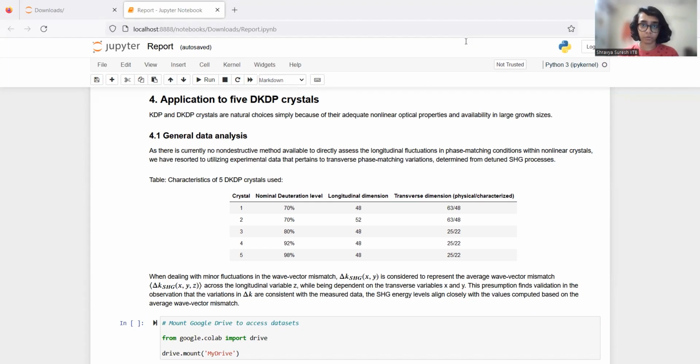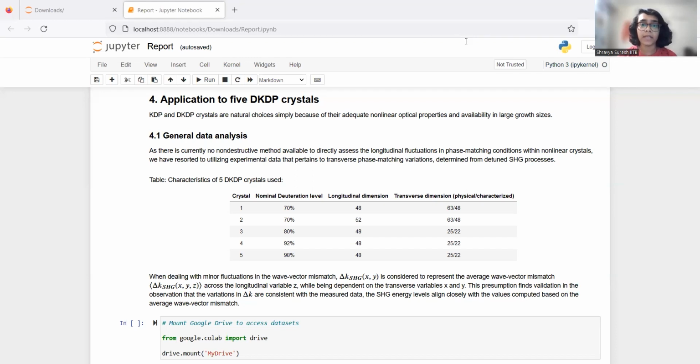Moving on to section 4, application to 5 DKDP crystals. In section 4, we observe the transverse wave vector mismatch variations as measured on 5 deuterated potassium dihydrogen phosphate crystals. These are processed to estimate the effect on the efficiency of second harmonic generation and optical parametric amplification in these crystals with similar longitudinal variations.